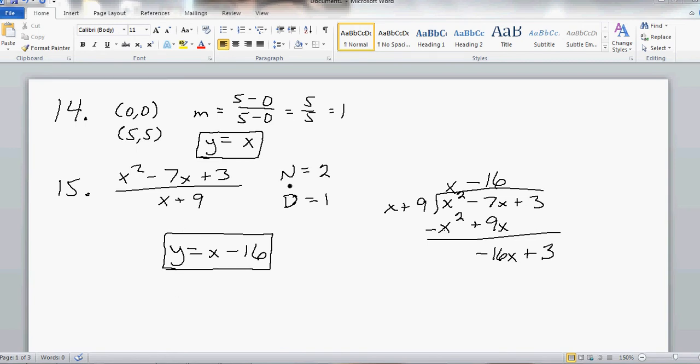Now once again, that only works if the degree of the numerator is 1 more than the degree of the denominator.